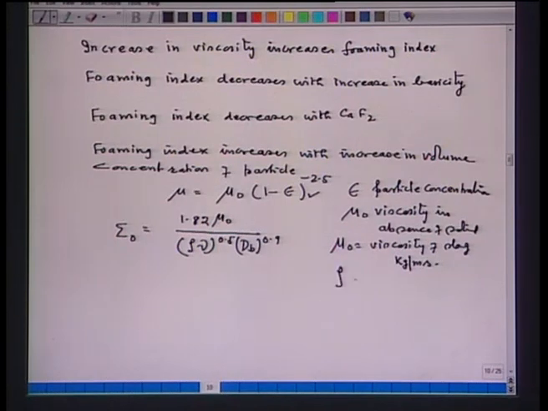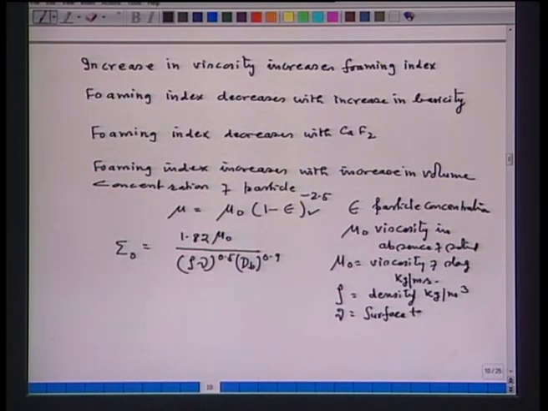Then rho is the density of slag, it has to be substituted in kilogram per meter cube. Gamma is the surface tension, and it has to be substituted in Newton per meter. Then dB is the diameter of bubble.